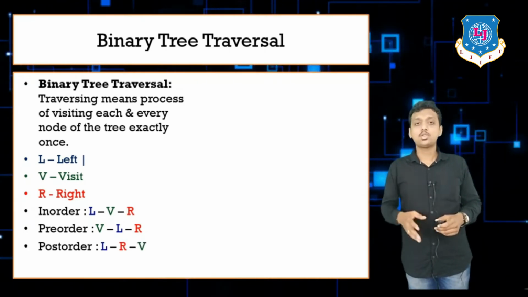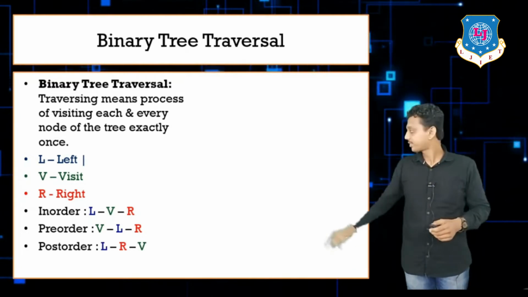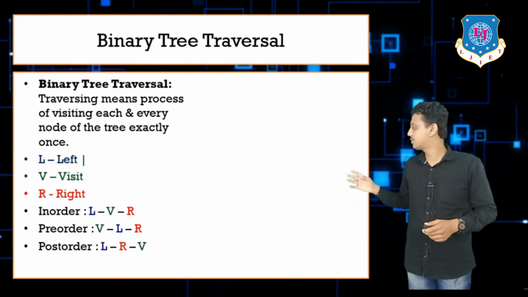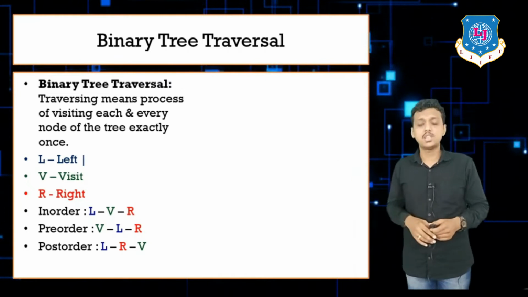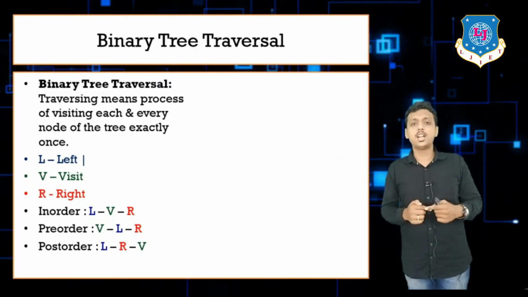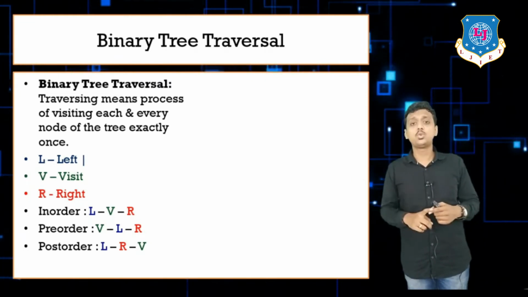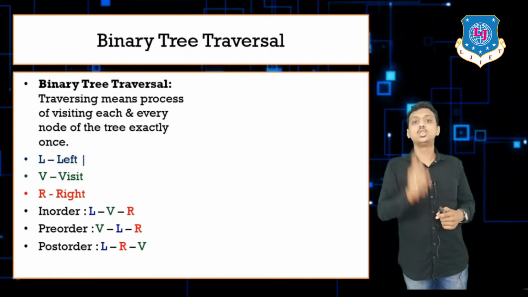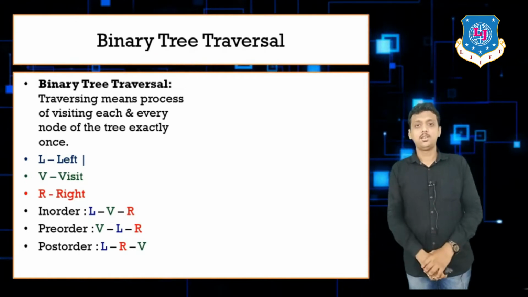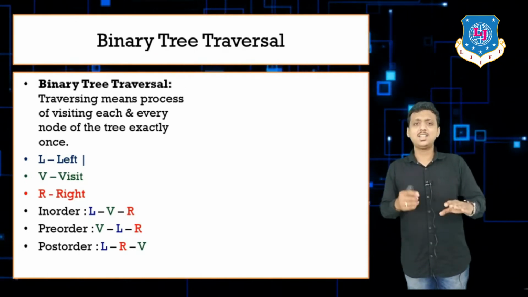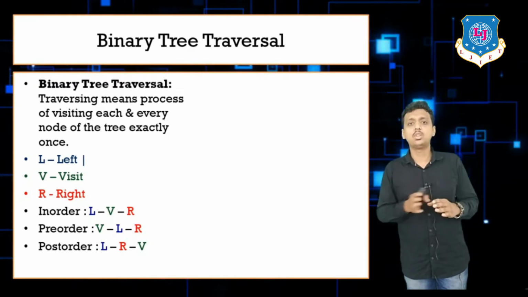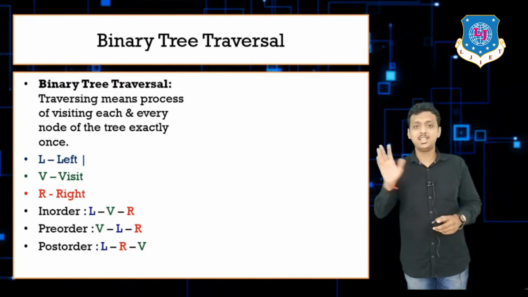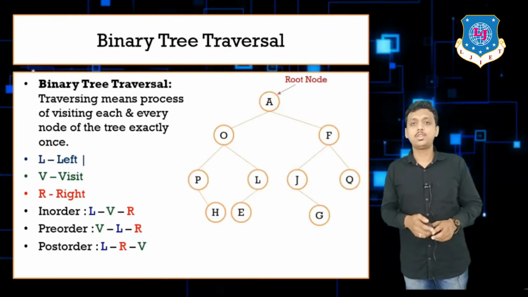Post-order is L, R and V. L stands for left, R stands for right and V stands for visit. So in the post-order traversing operation, you first go on the left side, then go on the right side, and then do the visit operation. What exactly it means to go on the left side and the right side, we will see in our example, but let me show the figure first.